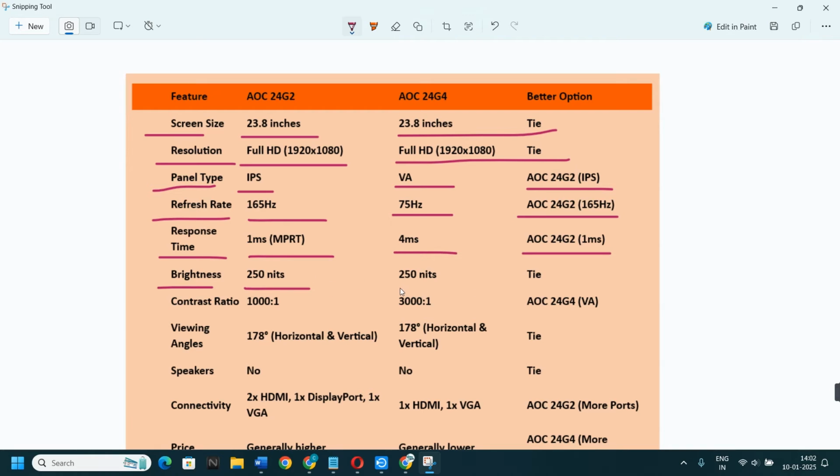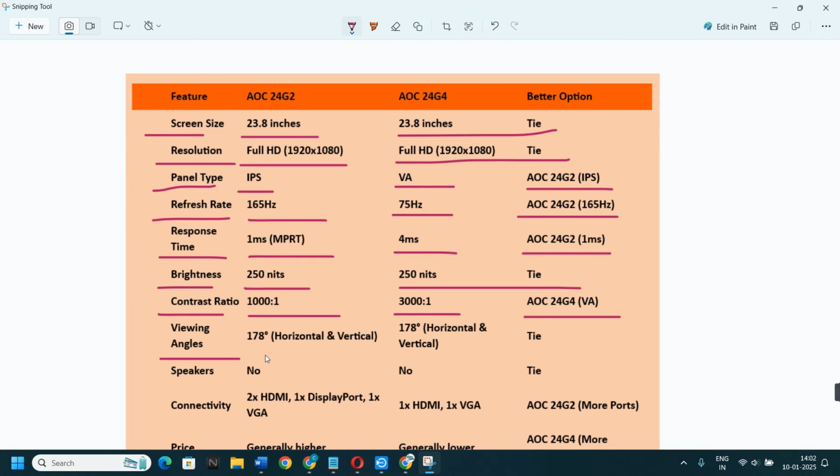Now let's look at the contrast ratio. 1000:1 is provided by G2 and 3000:1 is provided by G4, so G4 is better. Now let's look at the viewing angles. G2 provided 178-degree horizontal and vertical and it is also provided by G4, so both are equal.